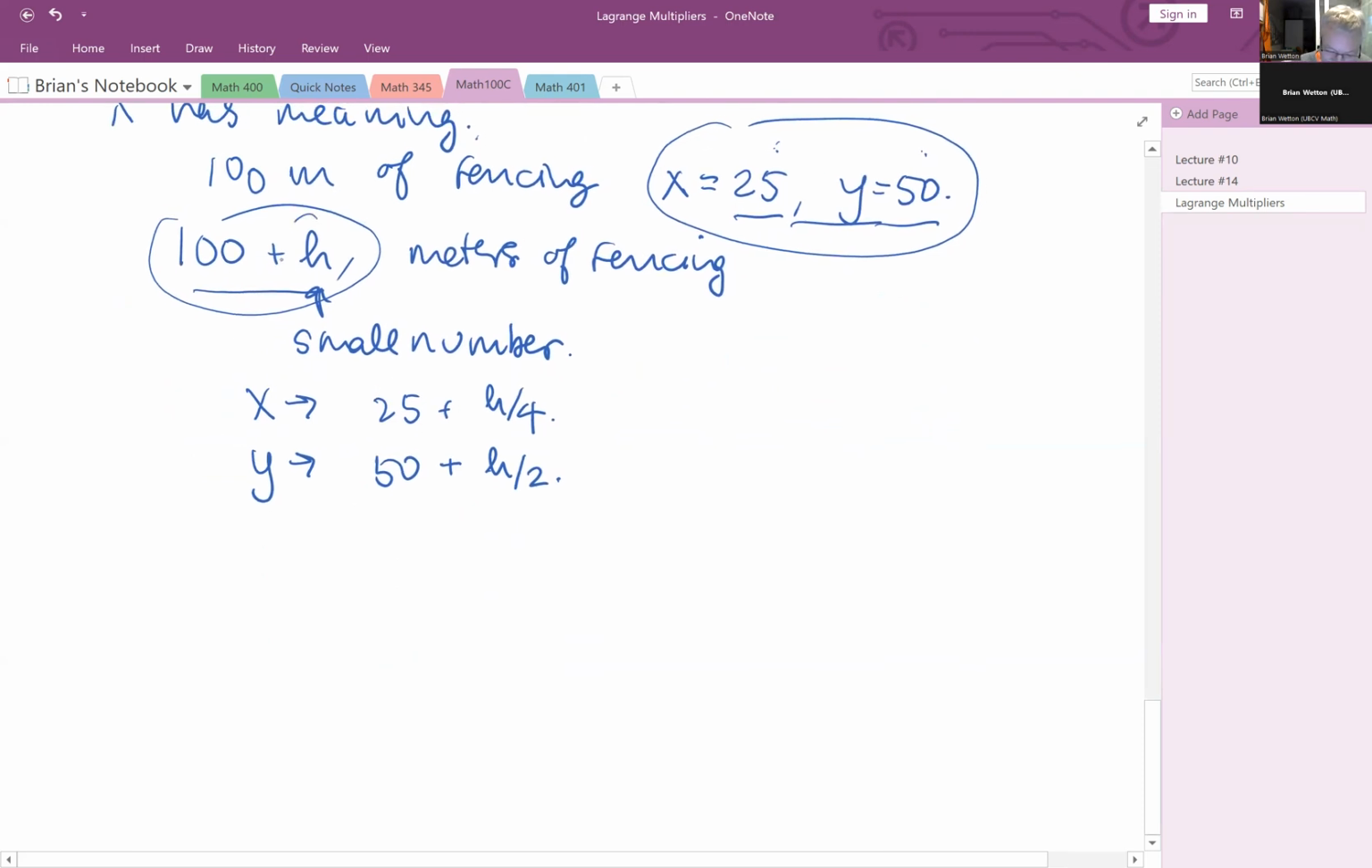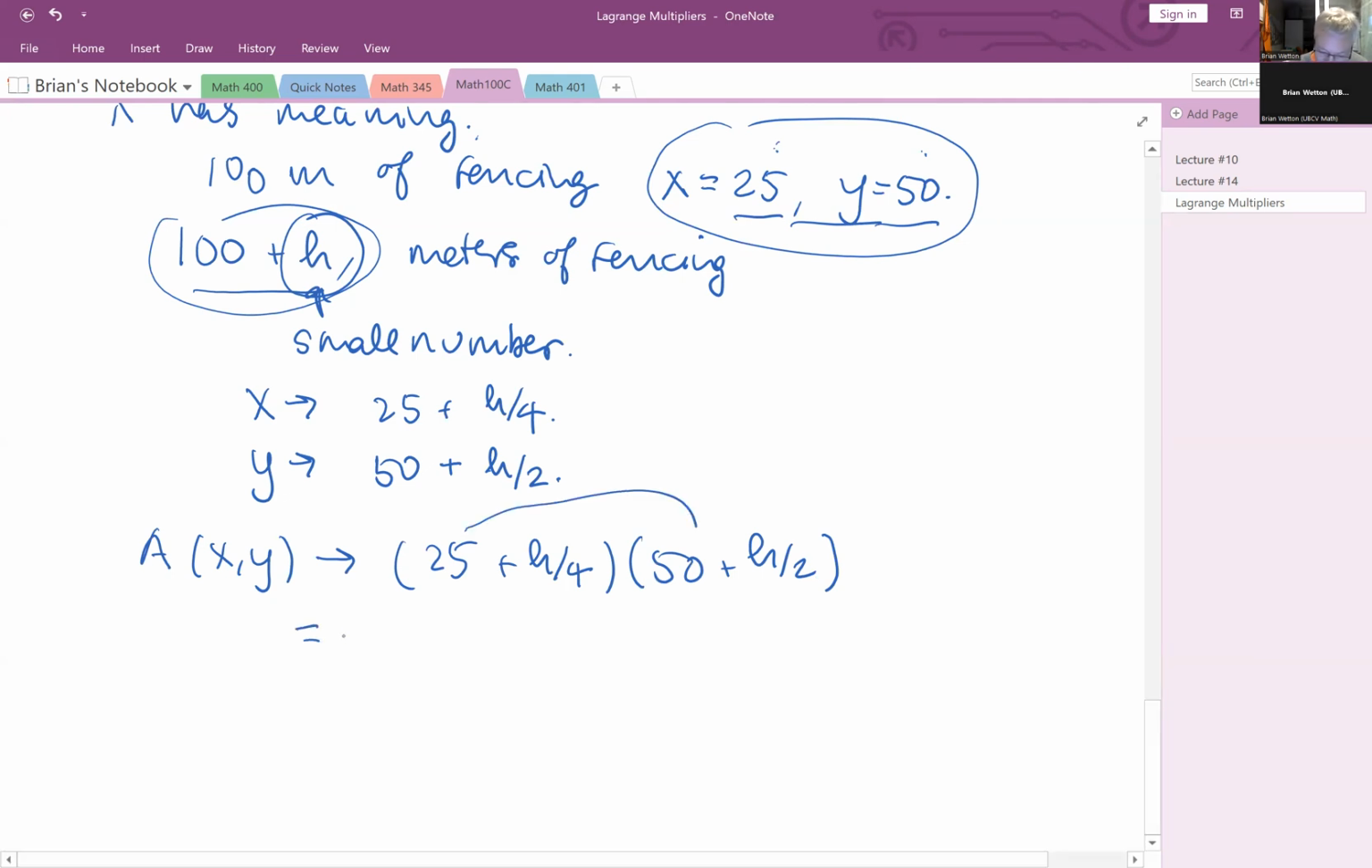So that means if I have a little bit extra fencing, I'm going to get a little bit of extra area. It'll be x times y, so it'll be 25 plus h over 4 times 50 plus h over 2. And remember, we're thinking of h as small. There's going to be a small term that I'm going to neglect coming up. So I'm going to have my 1250, that's what I got from 100 meters of fencing.